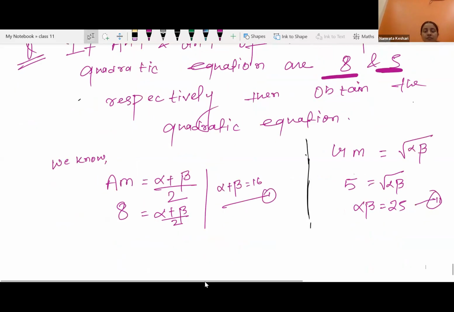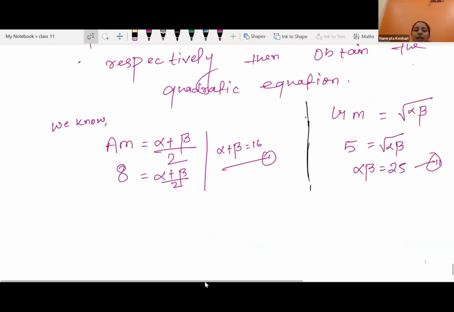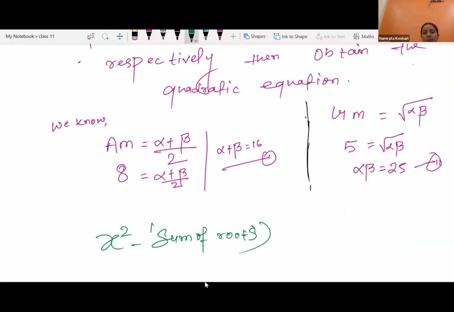Now we have equation number 1, we have equation number 2. Why will we solve them? Sum of the roots and product of the roots is there. Let's create a polynomial, quadratic polynomial. What was the formula? x square minus sum of the roots into x plus product of the roots. That was the formula for creating the quadratic equation, right?